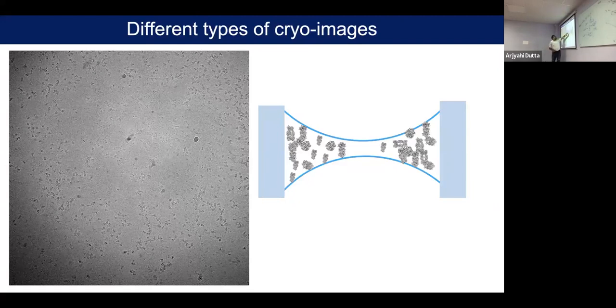It is pushing all the particles towards the edge, and the center part is completely empty. So that ice thickness is the important role that we have to control. That is the main bottleneck. What should be my ice thickness, and that comes to the sample preparation part.